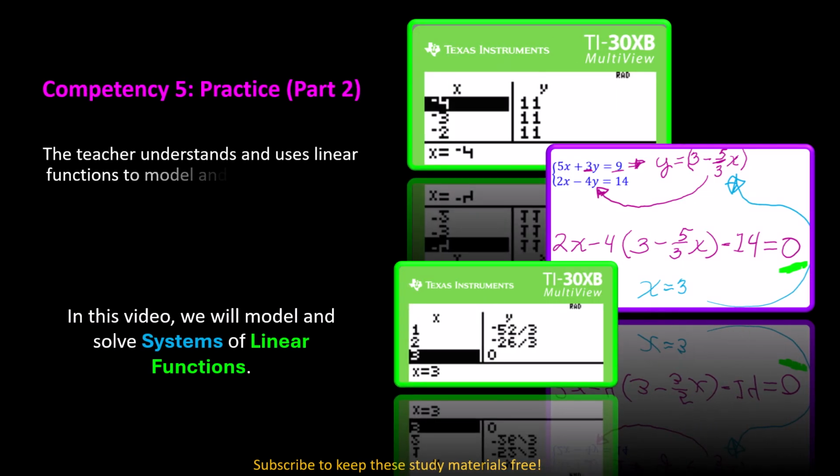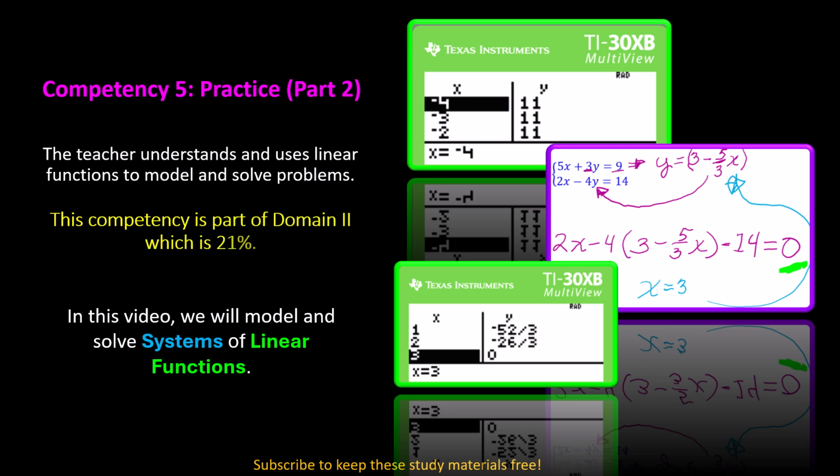Welcome to part 2 of Competency 5. In this video, we will model and solve systems of linear functions.